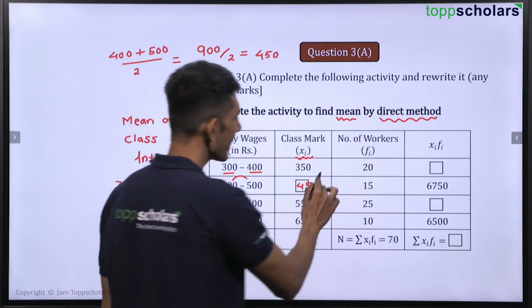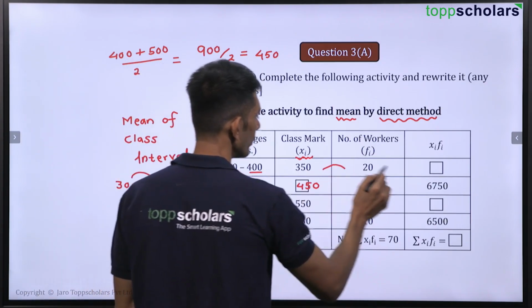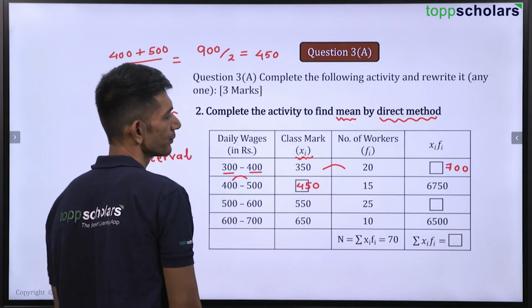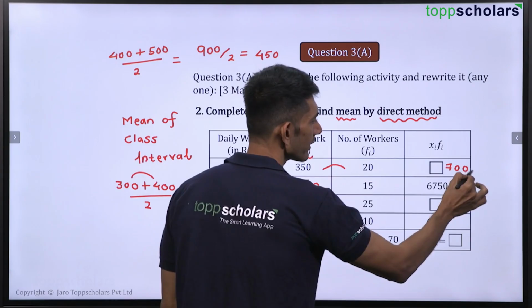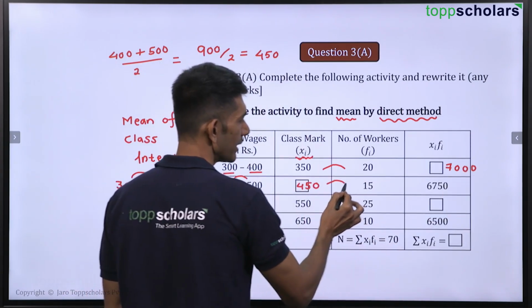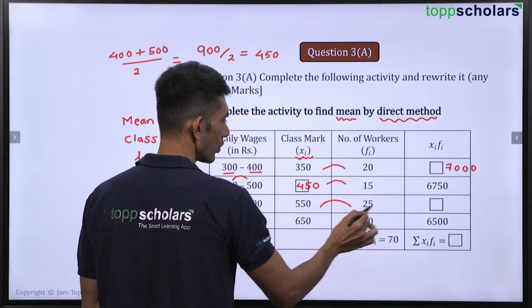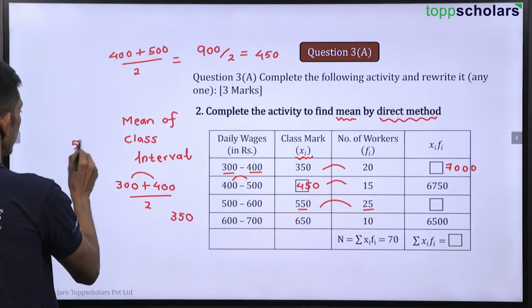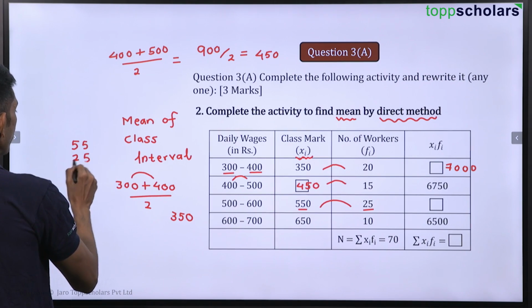Then you find out xi fi. 35 into 2. 35 2s are 70, but you have 2 zeros, okay, 7,000. Then multiplication here, 25 and 55. So we need to do that multiplication. 55 into 25.